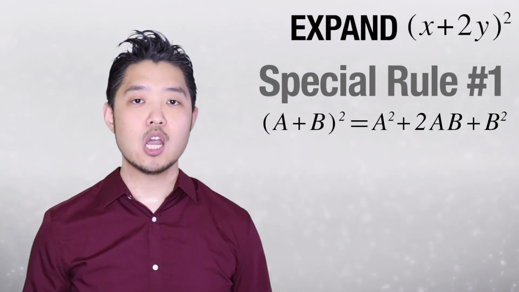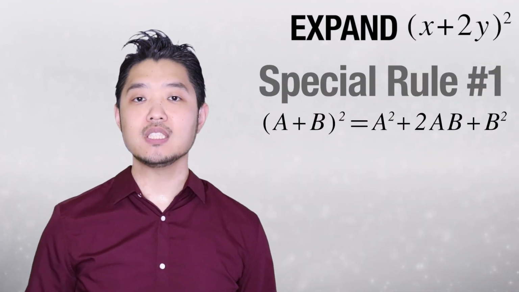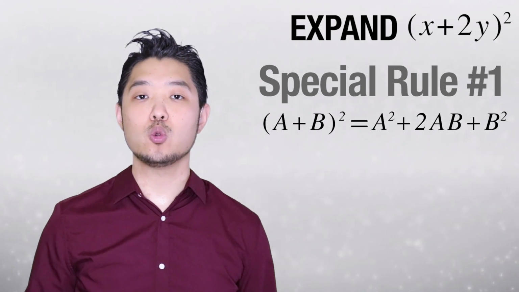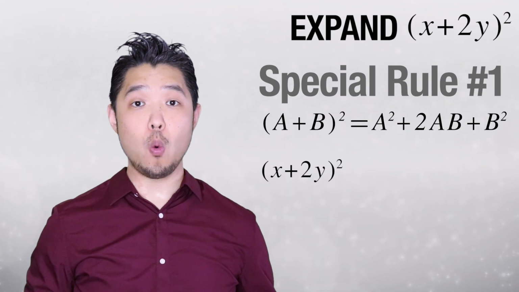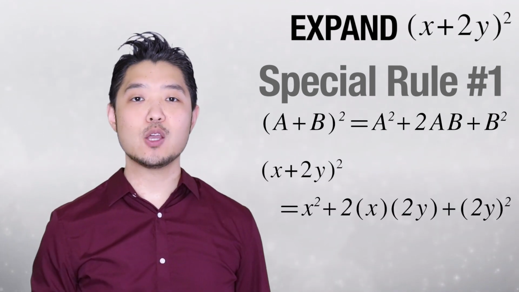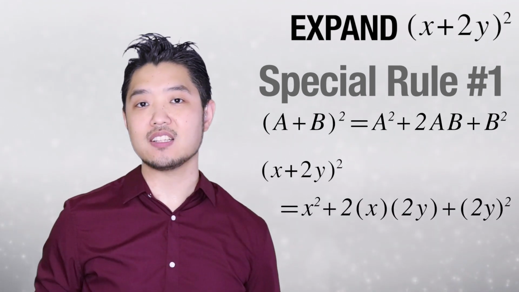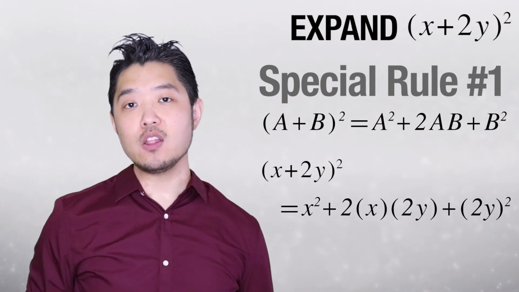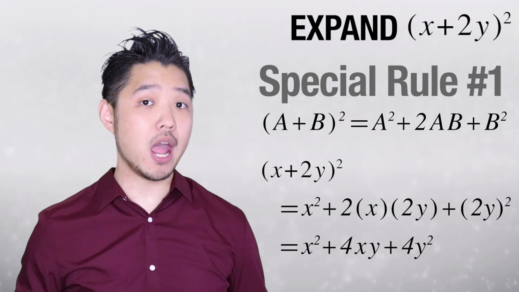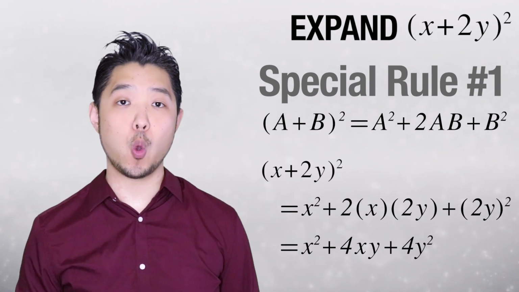Let us look at this example. Expand (x plus 2y) squared. This problem is related to special rule number 1. Just substitute the first and second terms into the rule number 1 equation. (x plus 2y) squared is equal to x squared plus 2 times x times 2y plus (2y) squared. And finally we have x squared plus 4xy plus 4y squared.